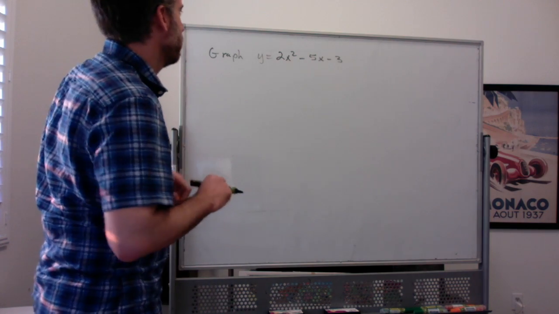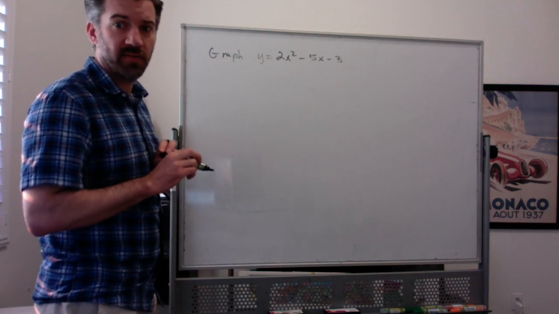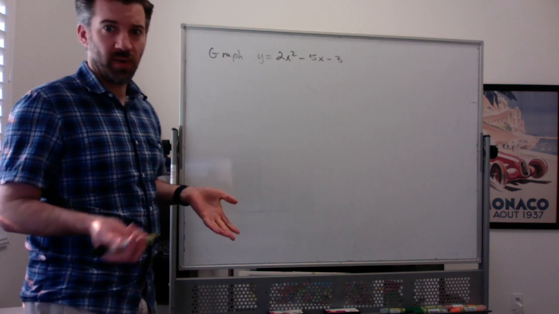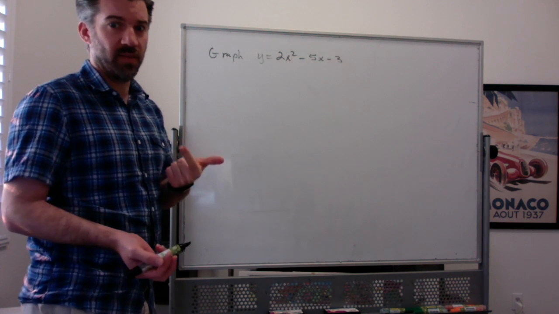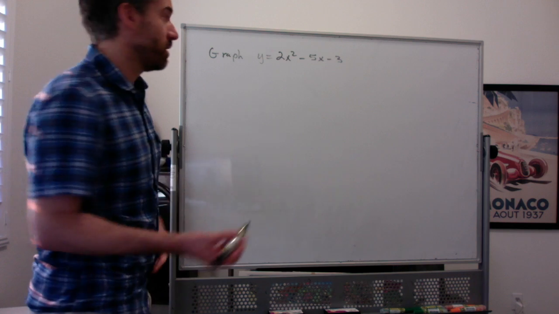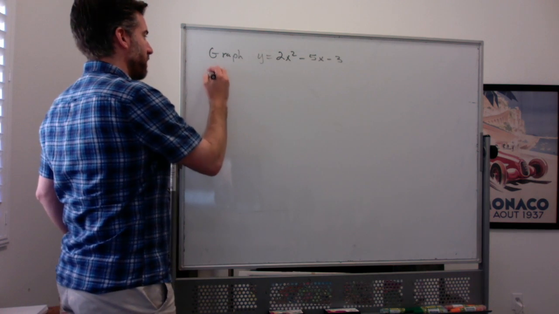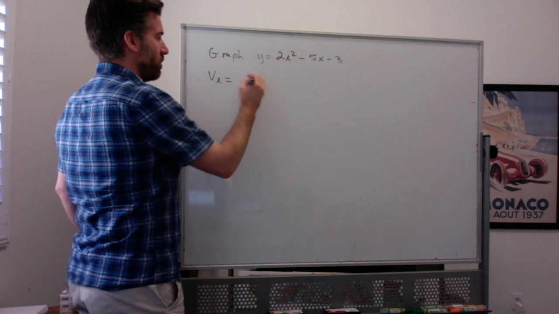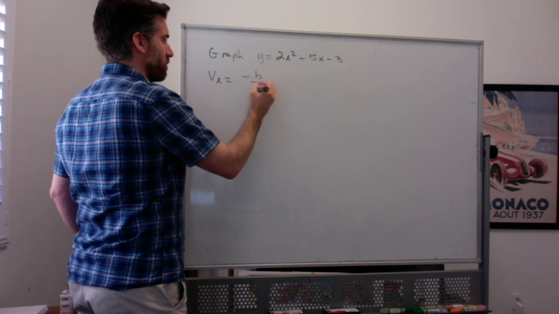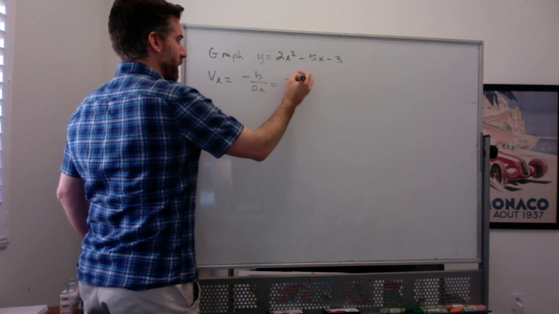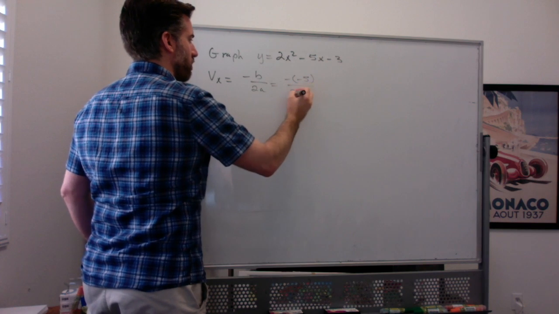So I want to graph this parabola, y equals 2x squared minus 5x minus 3. I'm going to do it the same way I always do it, by first finding the vertex, then the y-intercept, and then x-intercepts if we have any. So to find the vertex, we're going to find the x-coordinate first. We're going to do negative b over 2a, which is going to be negative 5 over 2 times 2.